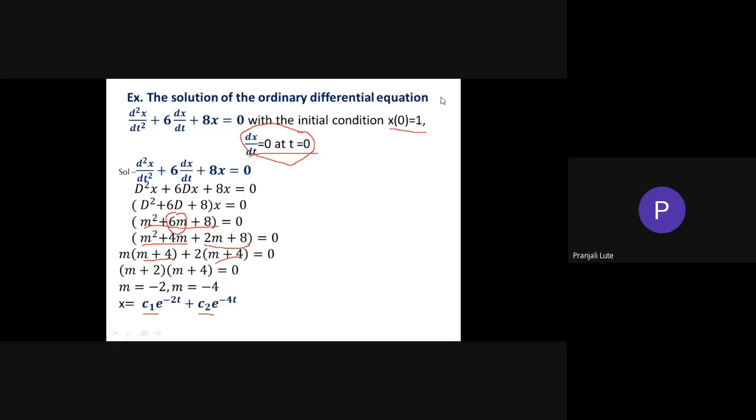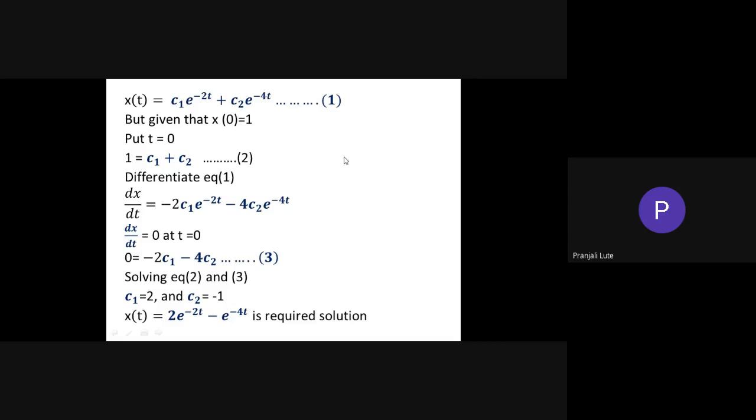But the second condition given in the previous slide is dx upon dt equal to 0. So we have to differentiate this equation with respect to t. What is the derivative of x with respect to t? dx upon dt equals C1, a constant, times the derivative of e to the power minus 2t, which is e to the power minus 2t into minus 2, plus C2, a constant, times the derivative of e to the power minus 4t, which is e to the power minus 4t into minus 4.